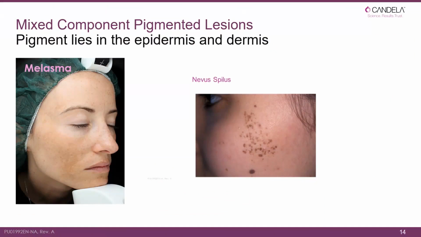Melasma is a prime example. It is possible to have purely epidermal melasma, but this is fairly uncommon. Generally, you find it's a mixed component, and this is why historically, it's always been a very difficult condition to treat with a laser or an IPL machine. And the other option would be a nevus spilus. Again, historically quite difficult to treat because of the fact that you have pigment sitting in two different layers within the skin.